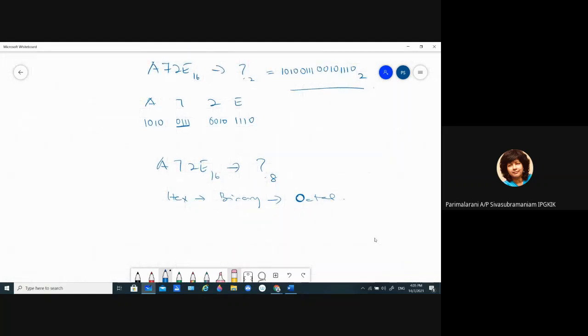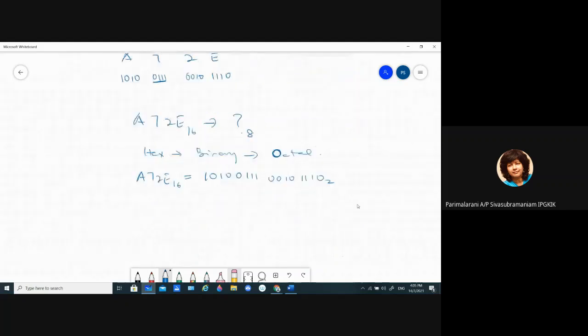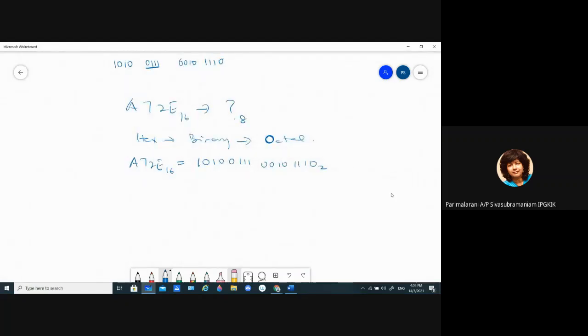So we have already changed A72E base 16 to a binary number, okay? So A72E base 16 is equivalent to 1010010111101110 in base 2. Now this number, we need to change it to octal. That means we have to start grouping this number from the right into threes. 1, 2, 3 here, 1, 2, 3 here, 1, 2, 3, then 1, 2, 3, 1, 2, 3. So for this number, just add 2 zeros here.